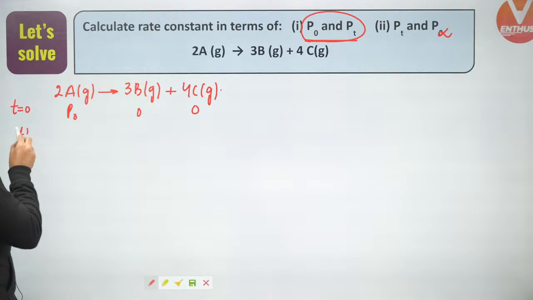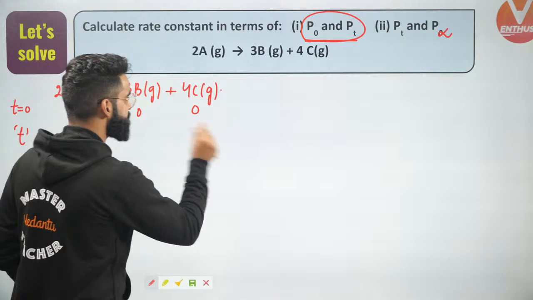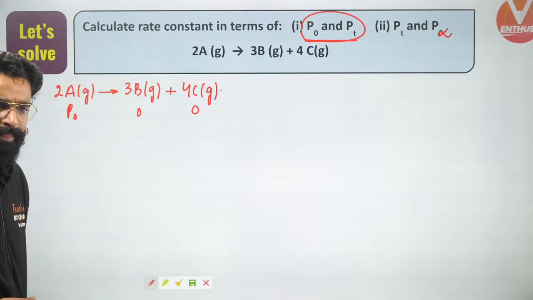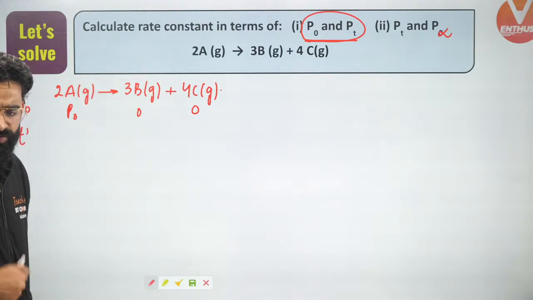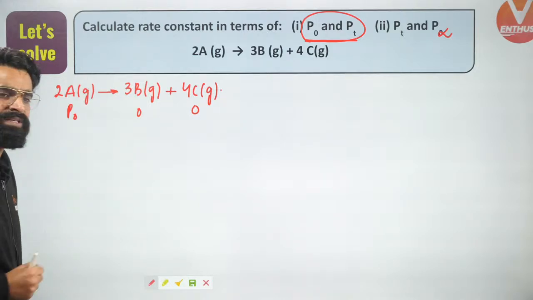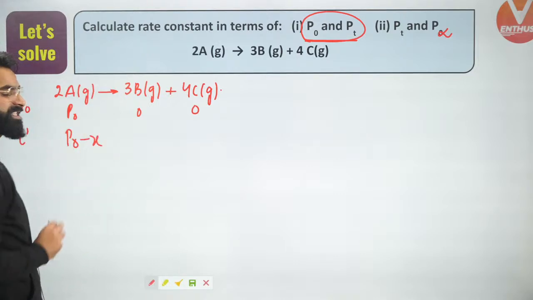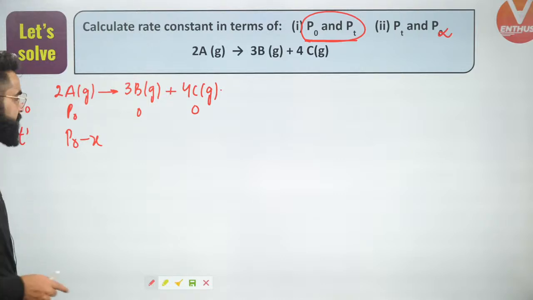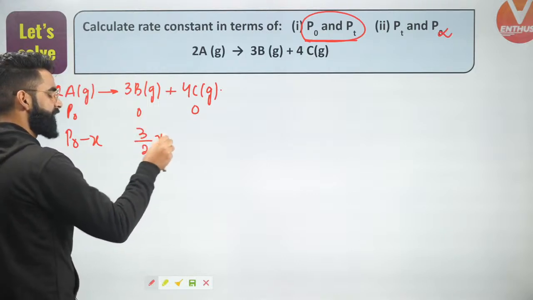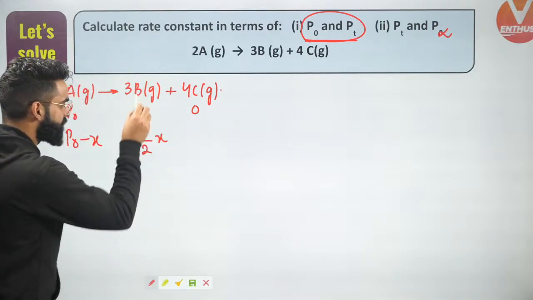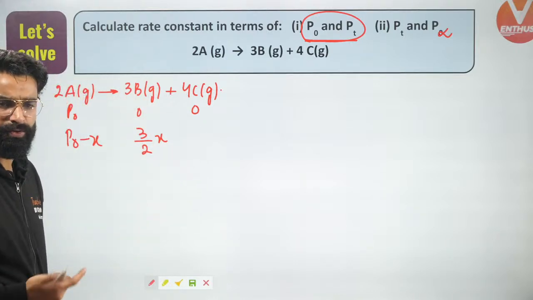Let's assume at time T, what is going to be the pressure due to A at time T? What is going to be the pressure due to B at time T? What is going to be the pressure due to C at time T? How do I get that? In order to get that, I'll be treating these pressures the same as moles. The way I used to treat moles, in the same way I'm going to treat the pressure. I'll be using the stoichiometry of the reaction. Very simple. Let's assume this is P naught minus X at time T. See guys, 2 moles gives 3 moles. So 1 will give 3 by 2. So X is going to give 3 by 2X. Correct? So people, this is the pressure due to B at time T. Similarly, you can let me know the pressure due to C at time T.